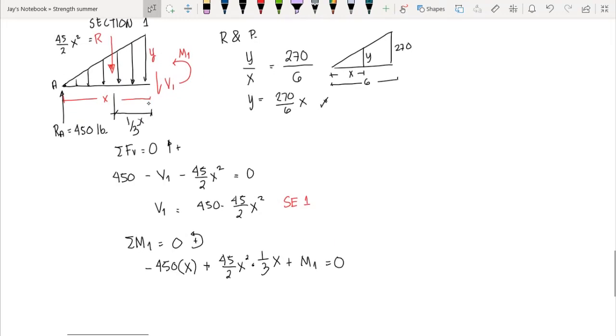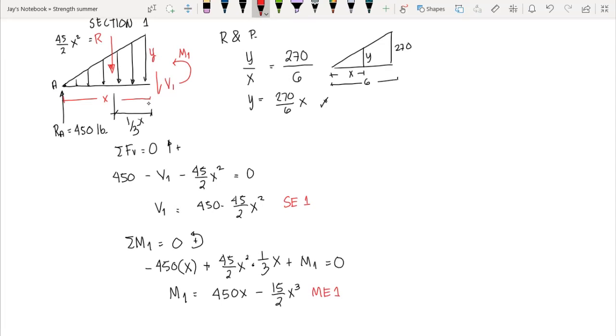So we have our moment equation here, equal to 450x. Then if we multiply 45 over 2 and 1/3, you get 15 over 2. So minus 15 over 2 x squared times x, that's x cubed. So this is our moment equation 1. Now we have computed the shear equation and the moment equation.